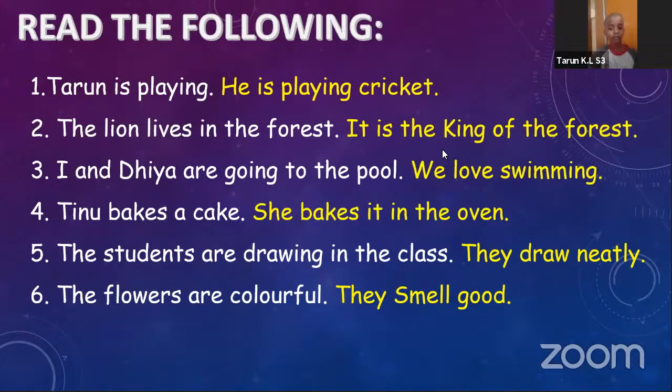So instead of I and Divya, I have used a word in the second sentence. What is that word? Instead of I and Divya, I have used one word in the second sentence. We love swimming. So what is the word I have used there? Come again, Tarun. We. Very good, Tarun. We.